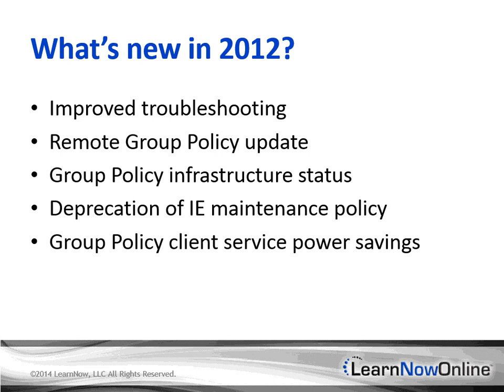And the group policy client service power savings has been added in. This is the group policy client service responsible for processing policies, and it shuts down after 10 minutes of inactivity on Windows 8 clients to reduce the power consumption. All in all, there are actually 350 new settings specific to Windows Server 2012 and Windows 8.